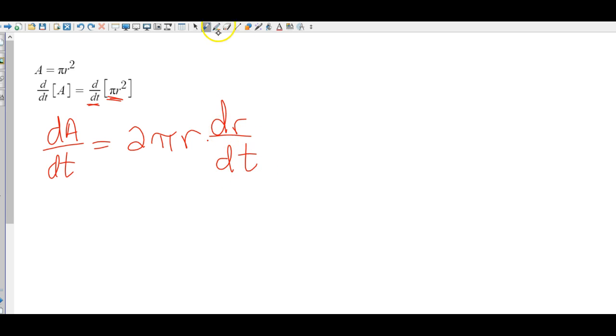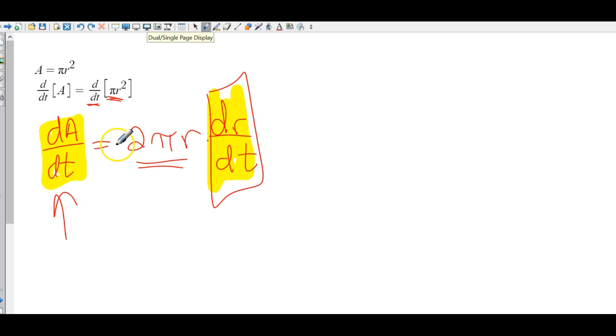And what we get, this is called a related rate. And what I mean by that is this rate is related to this rate in this way. To get this rate from this rate, you have to multiply this rate by this number. And that's how the two rates are related.